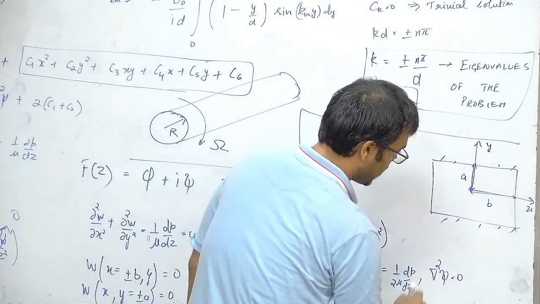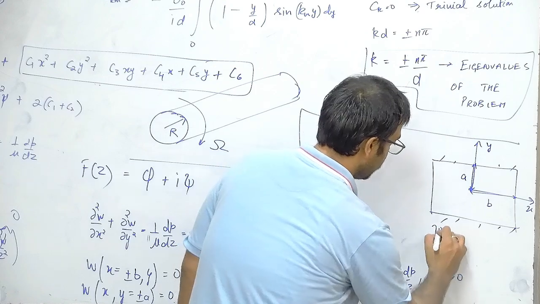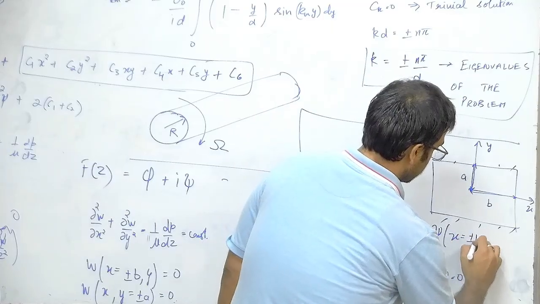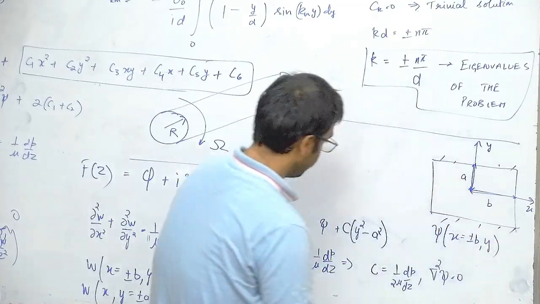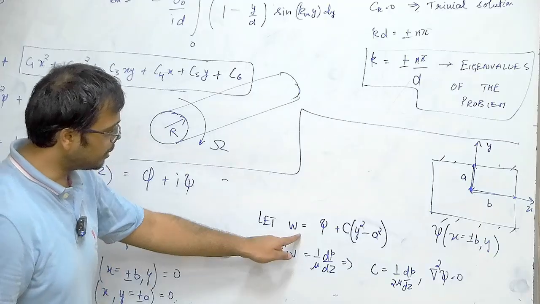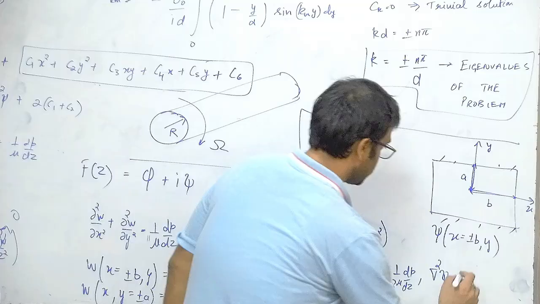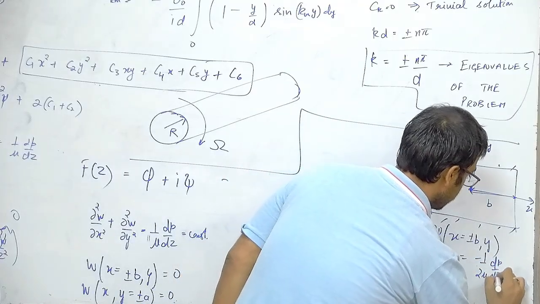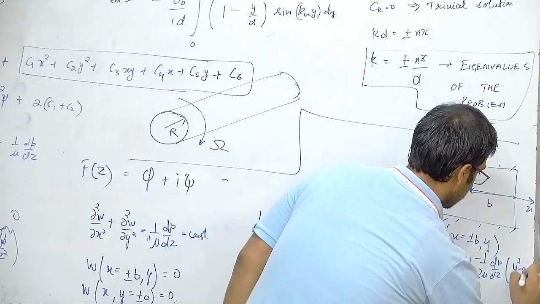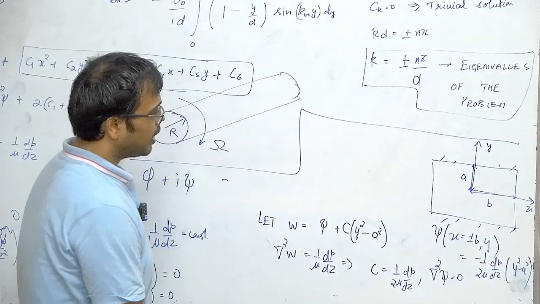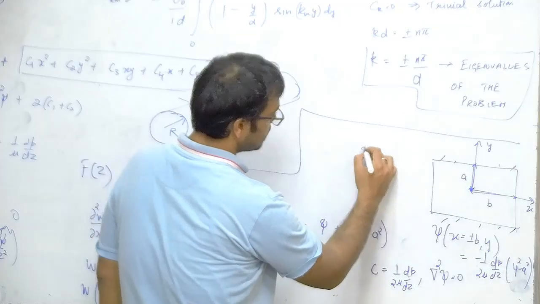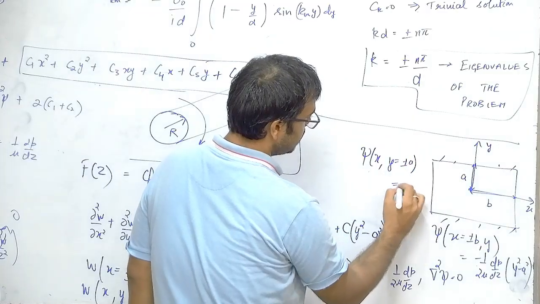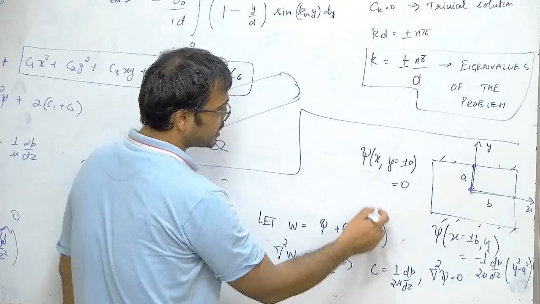This time for psi, our boundary conditions will be: at x equals plus minus b for all y, W is 0, so psi is minus of this, so minus 1 by 2 mu dp dz times y square minus a square. And what is the other boundary condition? Psi at y equals plus minus a for all x is 0, since W is 0 and this function is also 0.